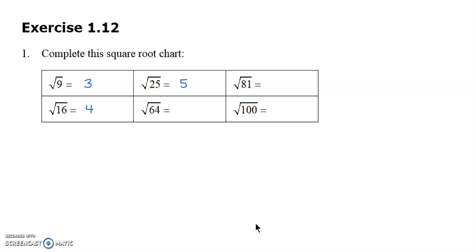What makes 64? 8 squared makes 64. What makes 81? 9 squared makes 81. And what makes 100? 10 squared. Notice that I don't put 10 squared as my answer. The square root gets down to our principal number. 10 squared makes 100, so my answer is simply 10.